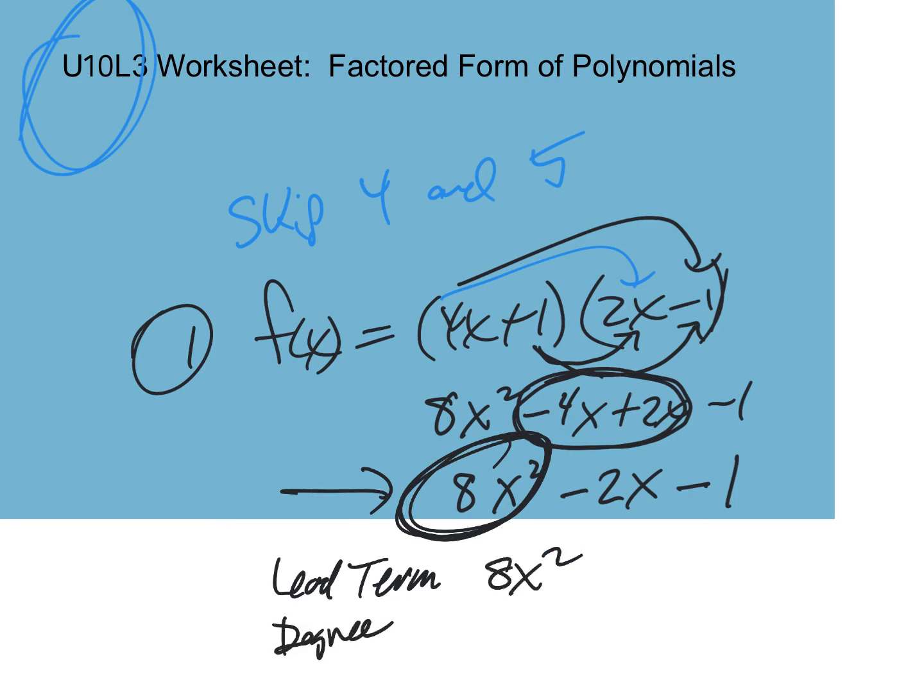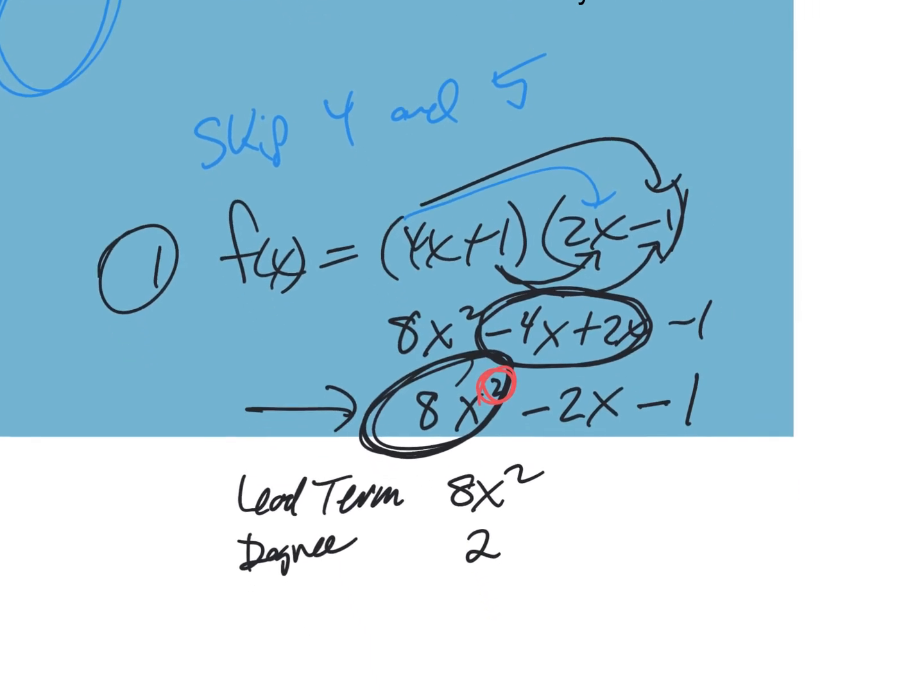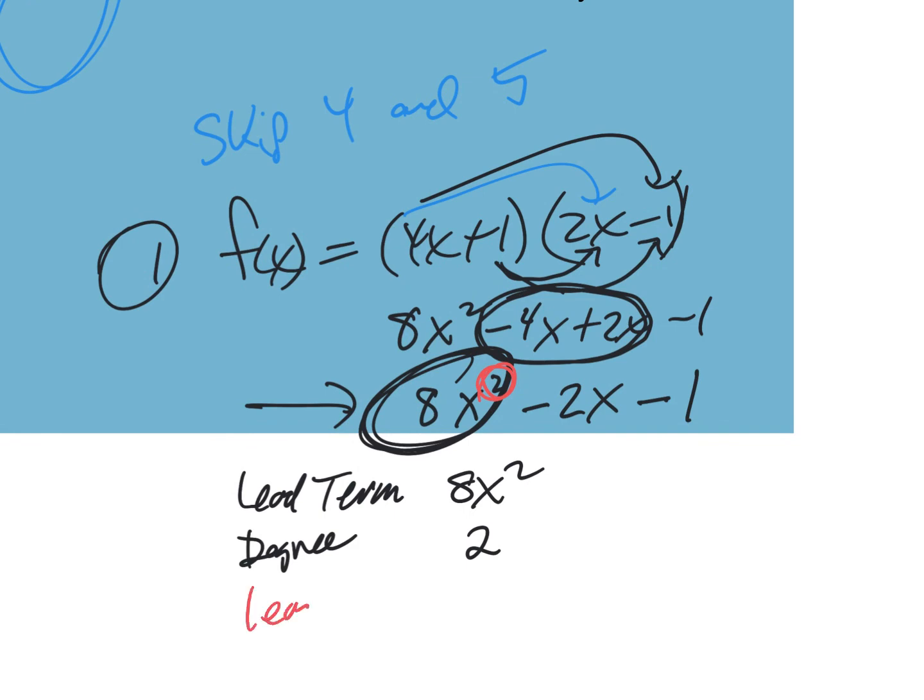Would it be 2? It is degree 2. Where'd you get that from? The exponent? Yep, the exponent on that leading term. Very nice. And still, Lily, leading coefficient. Would it be 8x to the 7th power? No, that's the lead term. The leading coefficient, oh, it's 8.